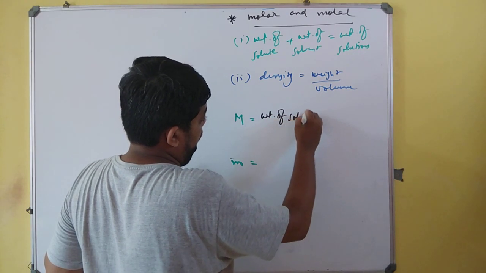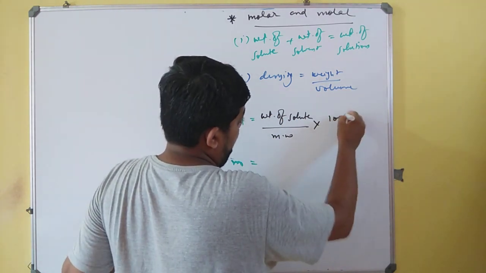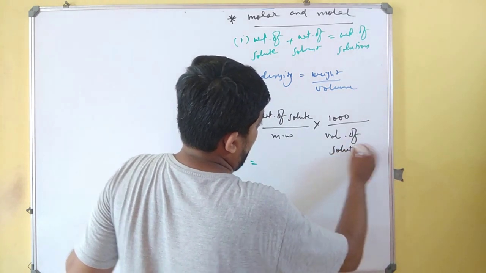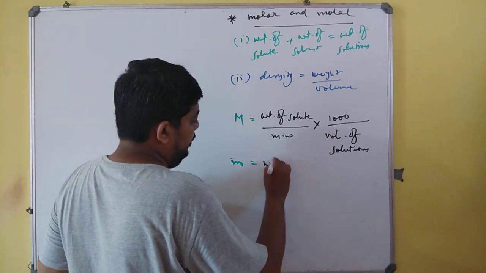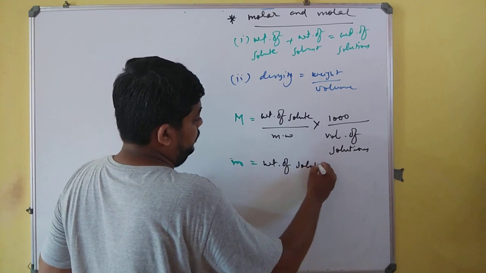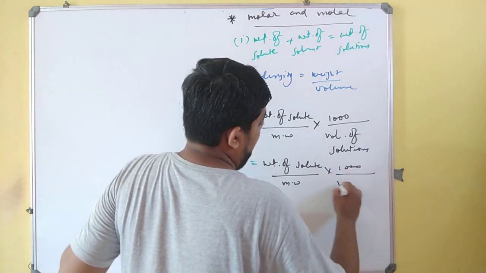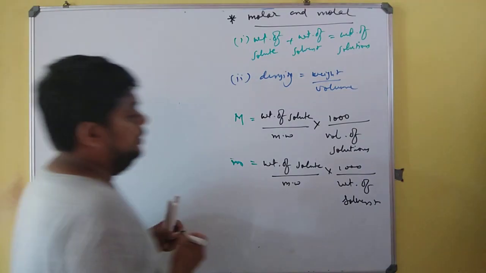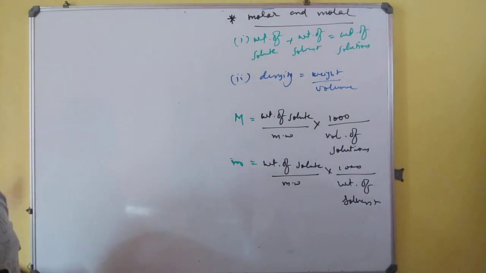Molarity is weight of solute, molecular weight of solute, 1000 divided by volume of solution. Over here in molality, again weight of solute, molecular weight into 1000 divided by weight of solvent. So now, depending on all these factors, let us calculate a numerical.